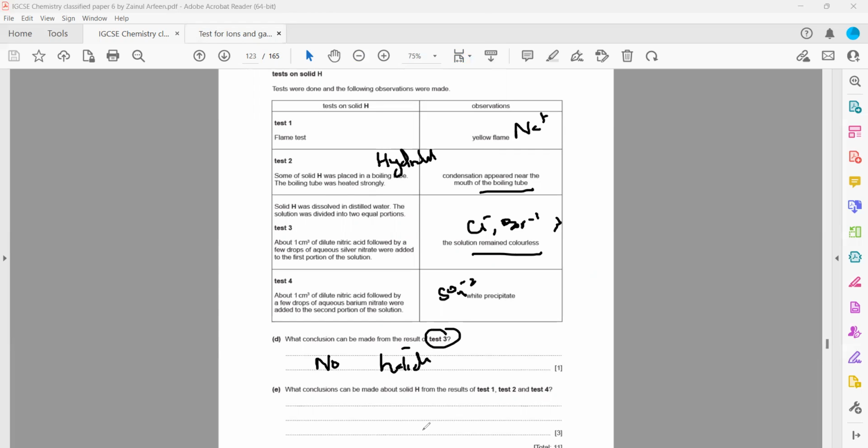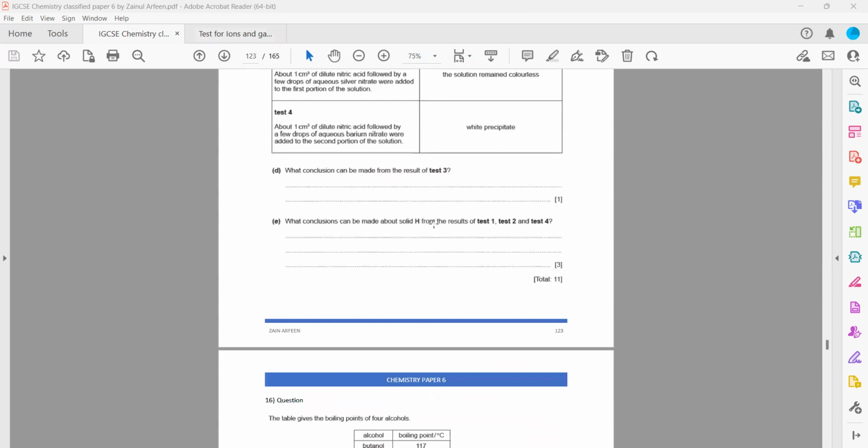Group 1 salts can be hydrated or anhydrous, and the salt is sodium sulfate. It's not a rule that group 1 salts are anhydrous. So hydrated sodium sulfate, because 3 marks are there, so I have to mention it is hydrated. 1 mark is for sodium, 1 mark for sulfate, 1 mark for hydrated. So this was question 15.